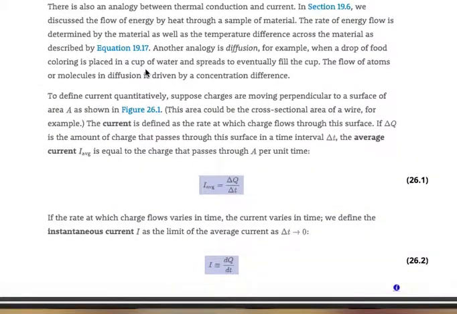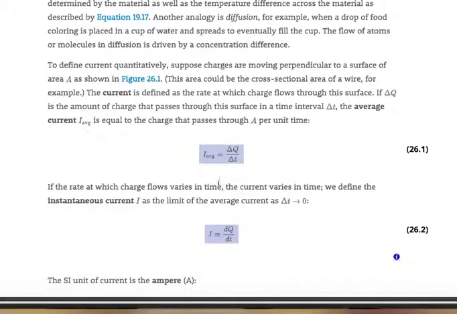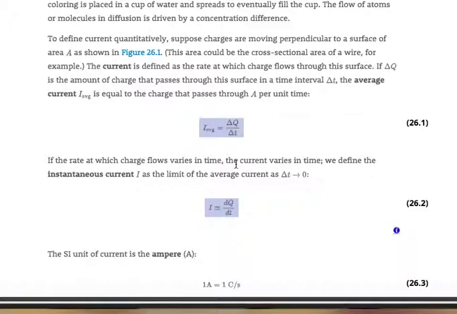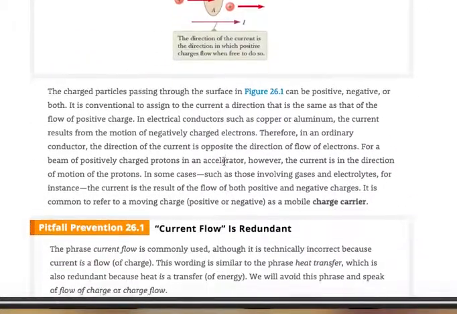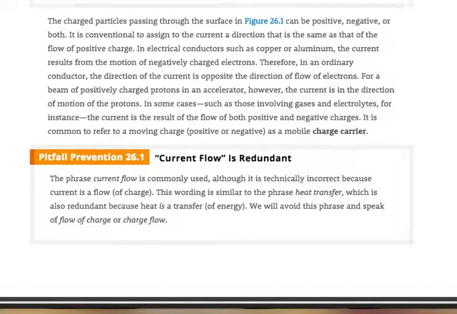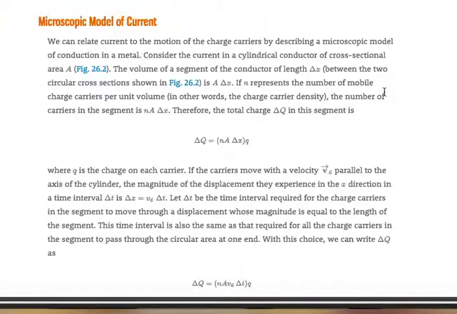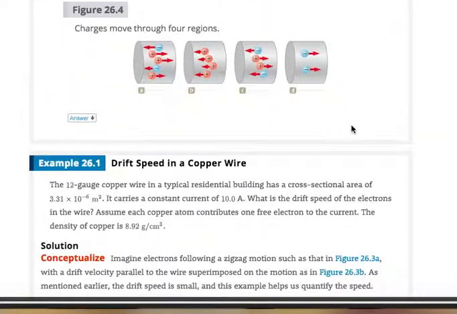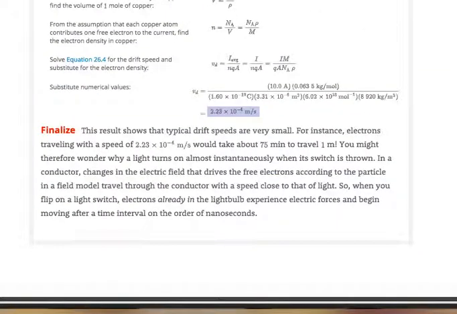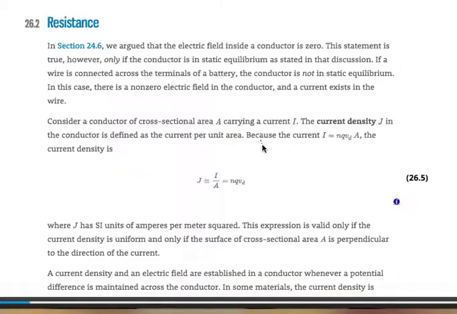Current is the rate of flow of charge. So it's dq dt. It's how fast the charge is flowing. It's measured in amps. That's about all there is to that one. I'm not going to go through drift velocity right now. That would be a minor topic on the AP exam.